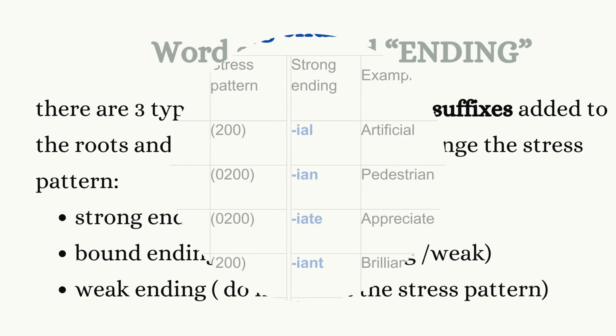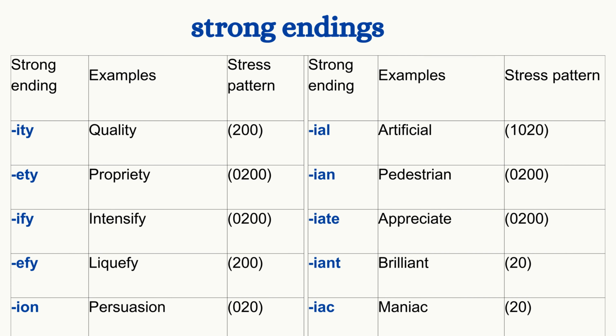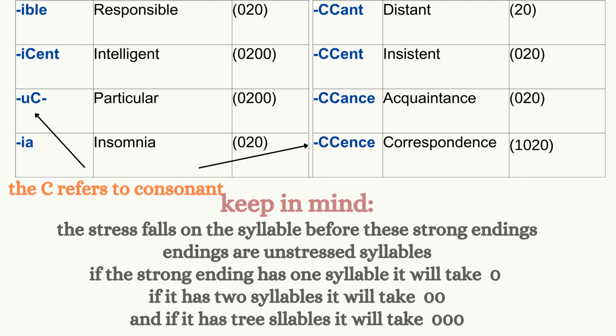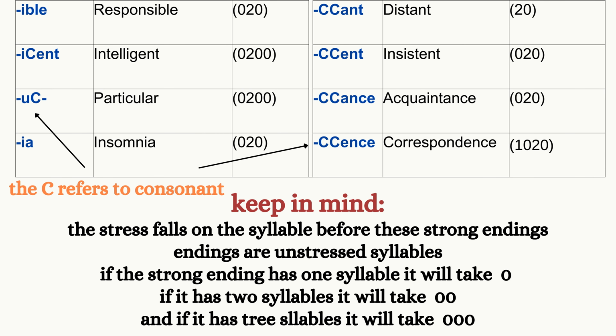We'll start with strong endings, which play a significant role in determining stress placement. Let's look at some examples to see how these strong endings affect stress patterns. In all these examples, the stress falls on the syllable before the strong ending, and the endings themselves remain unstressed. If the strong ending has 1 syllable, it is marked as 0. If it has 2 syllables, it is marked as 00. And if it has 3 syllables, it is marked as 000. This rule will help you predict where stress will fall in words with these common suffixes.